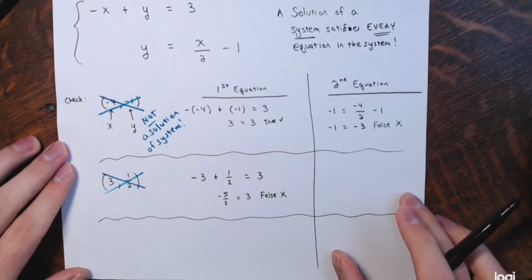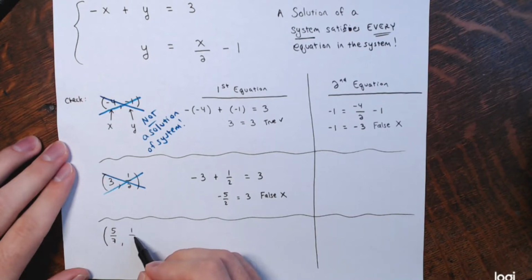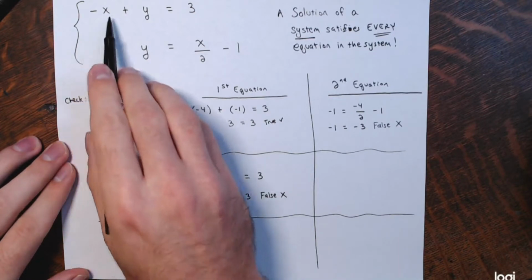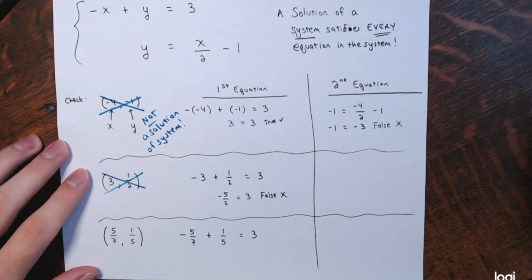All right, the third ordered pair we're given is 5/7 for x, 1/5 for y. Alright, so the first equation, negative x, negative 5/7 plus y, plus 1/5, is this equal to 3? And I'm hoping it's obvious that it's not.